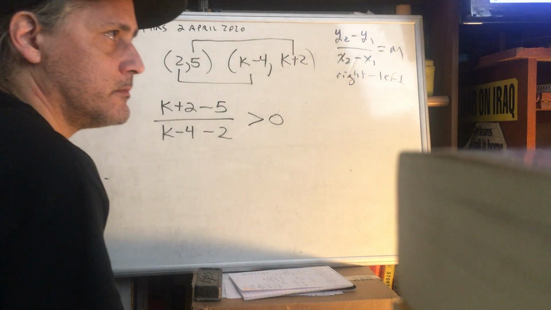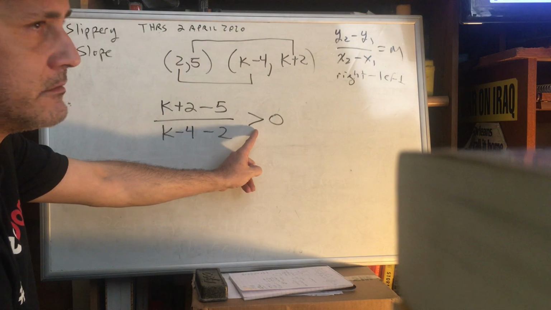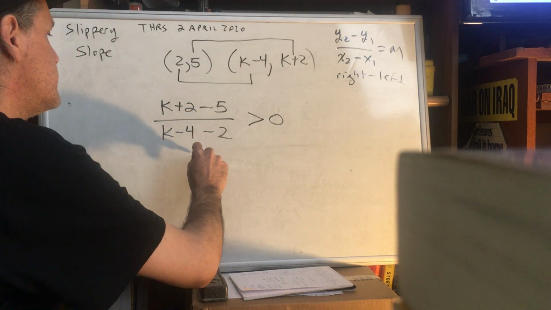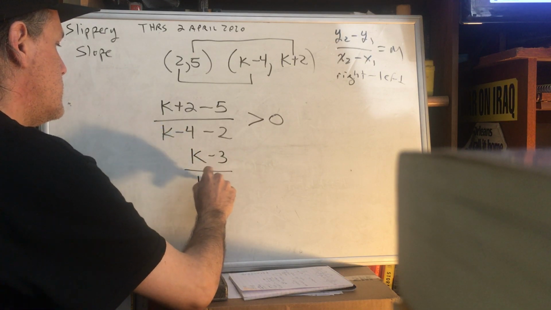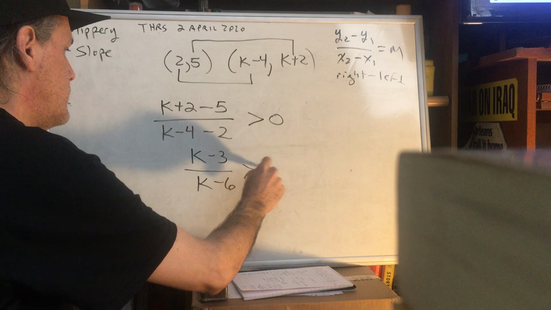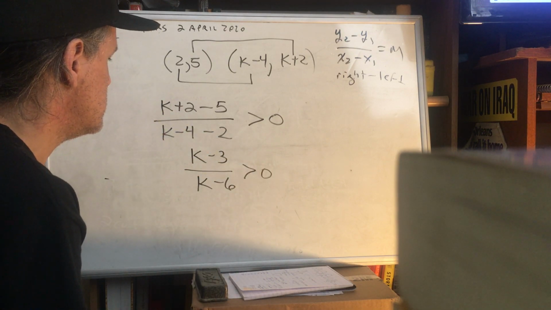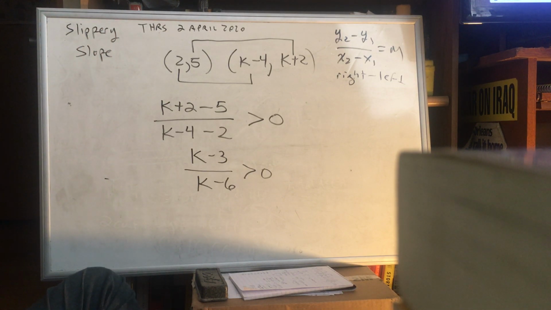When is the slope of the line negative? Okay, well, that would be the reverse of this. So let's just go ahead and solve this problem. All right, let's simplify this. Now, this is a challenging inequality.